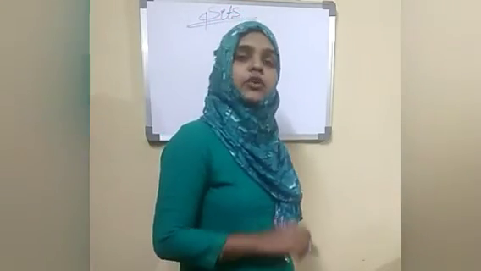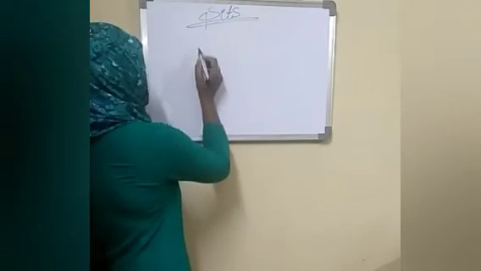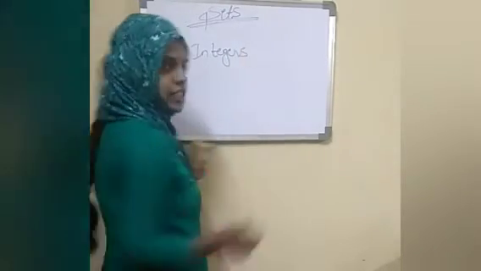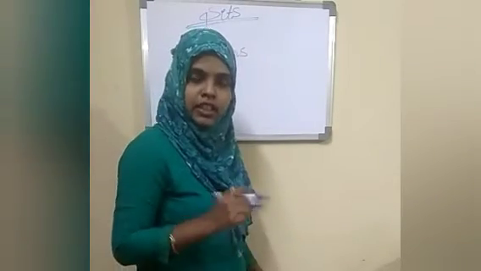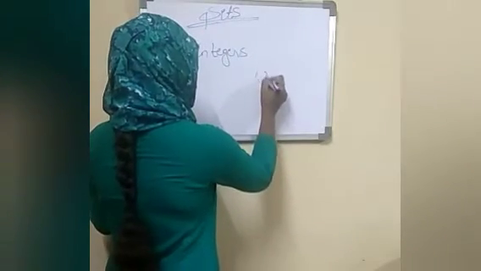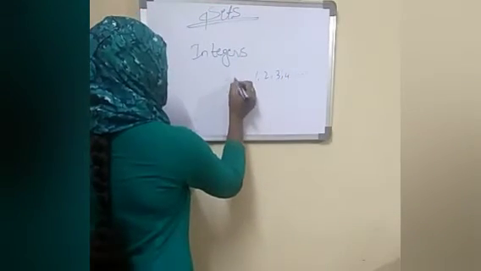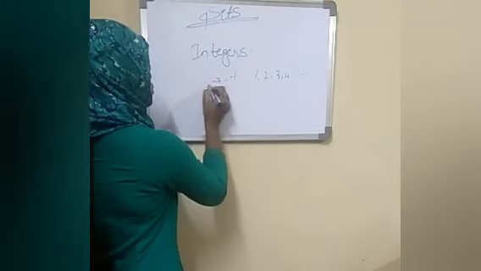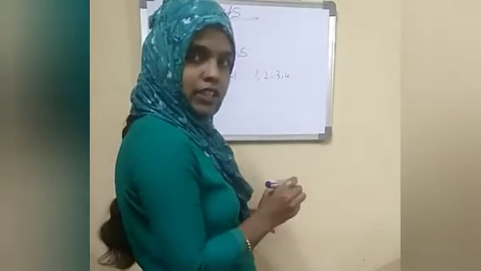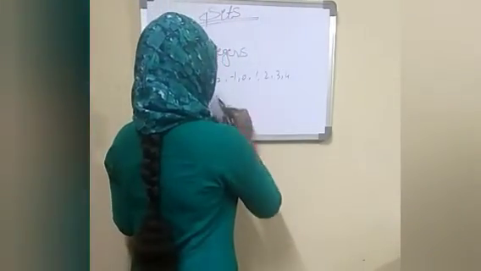We have another group of numbers which are called integers. Integers consist of positive numbers and negative numbers along with 0. What do they have? 1, 2, 3, 4 and so on, positive numbers, and -1, -2, -3, -4 and so on, negative numbers, along with 0. These are called integers.